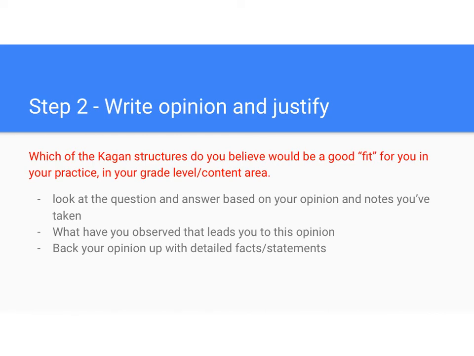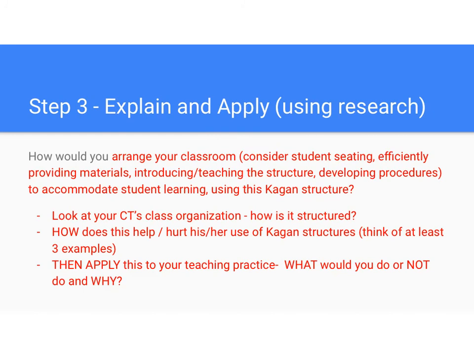You always want to say, why is that a good fit for your class? You need to justify that opinion with detailed facts based on what you've seen in your classroom, read in books, theories, anything like that. It's not exactly stated. And finally, how would you arrange your classroom? So look at your CT's class organization. How is it structured? How does this help or hurt his or her use of Kagan structures? And then apply this to your teaching practice. What would you do or not do, and why?